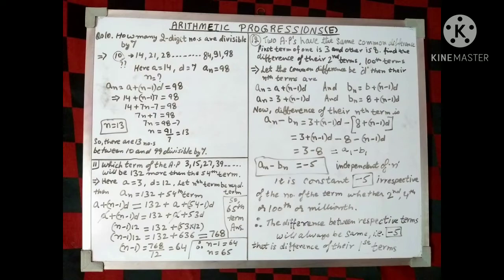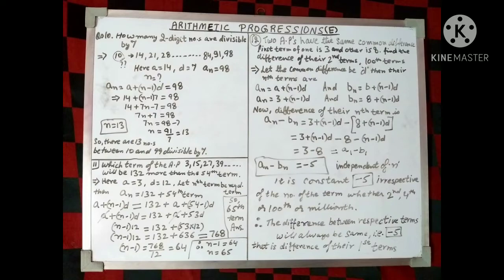So we use the formula again, an is equal to a plus n minus 1 d, that is the nth term given here is 98. So 14 plus n minus 1 into 7 is equal to 98. 14 plus 7n minus 7 is equal to 98.